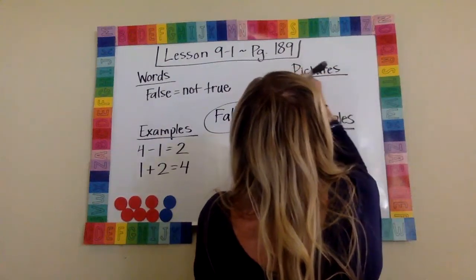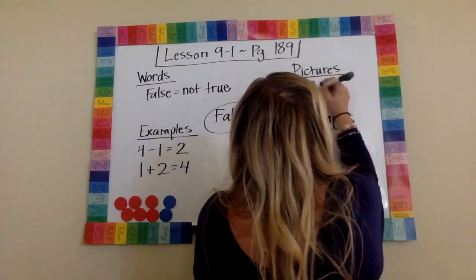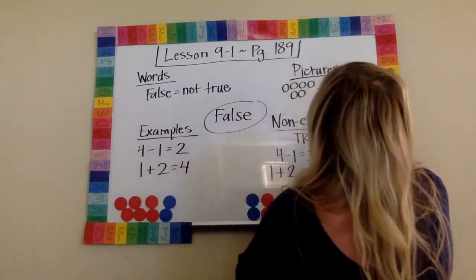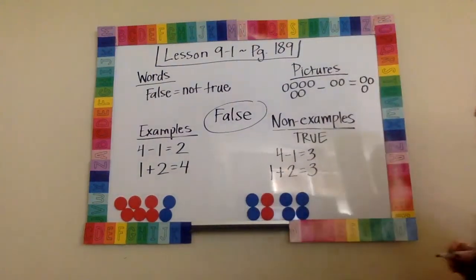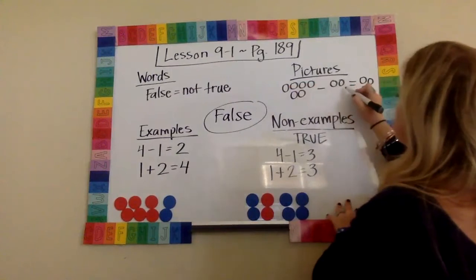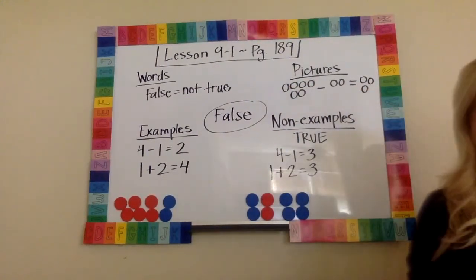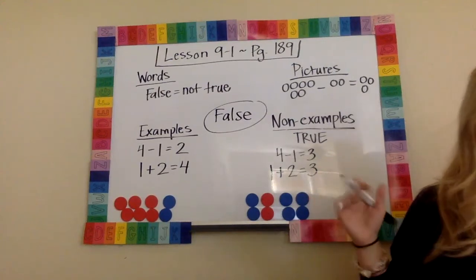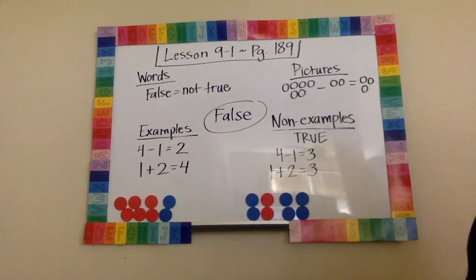And a good picture of this would be 2, 3, 4, 5, 6 minus 1, 2 equals 1, 2, 3. Right? 1, 2, 3, 4, 5, 6 minus 2 is 3. No, it would be 4. So that's false. Okay, pause this. Take a picture of it. Or I guess you don't have to take a picture of it if you don't want to. But pause it and write it down.